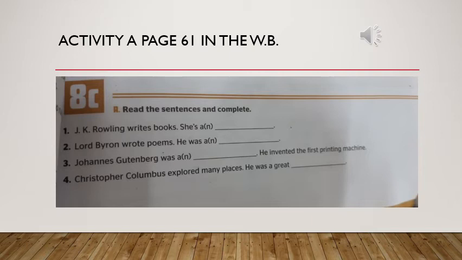Let's read together. Number 1, J.K. Rowling writes. You have the verb writes, books. So she is a what? A writer. So writes, writer. Okay. Number 2, Lord Byron wrote poems. He was what? Poet. Okay. Johannes Gutenberg invented the first printing machine. So he invented, so he was an inventor with O-R.